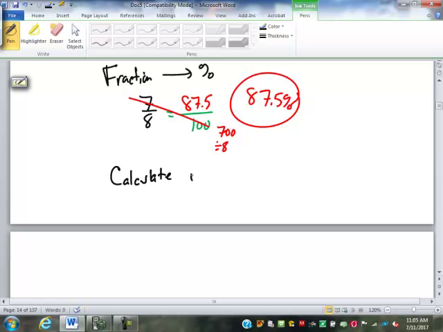Then you'd be able to calculate with percents, like we just did at the end of the last hour of classes, finding the missing number from the percents.